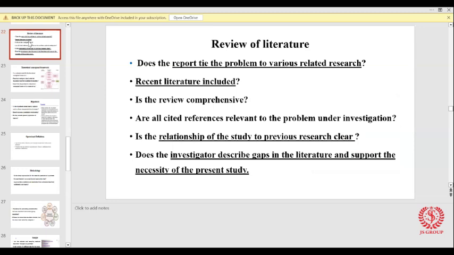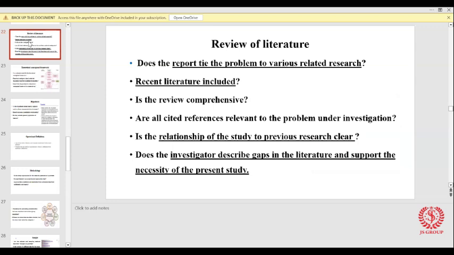A review of literature. Does the report tie the problem to various related research? That means in what way it is connected with the already published research. What is the known aspect of the research, what is the unknown aspect of the research, all that we will come to know.